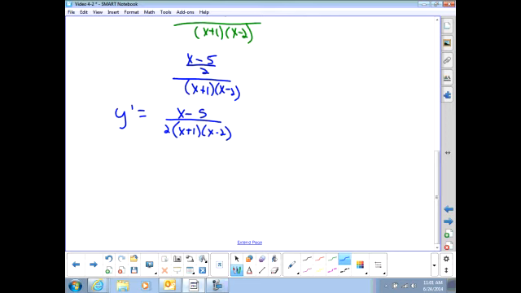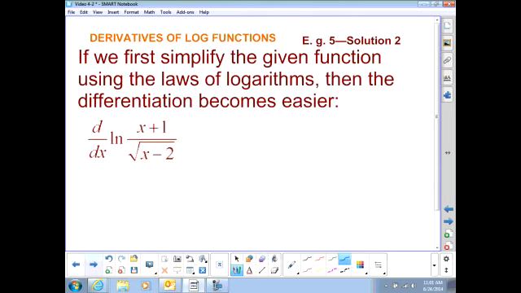Now, the other option is in the beginning. We could have used our log laws to simplify this a little. When you're dividing inside a log, that splits up into two separate logs where you're subtracting. So we could have done natural log of x plus 1 minus natural log of square root of x minus 2.